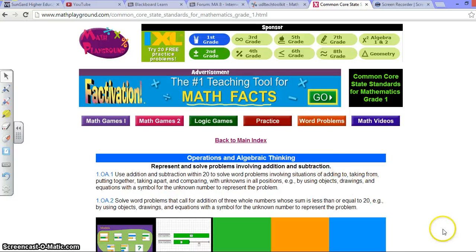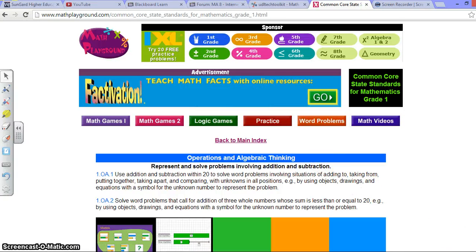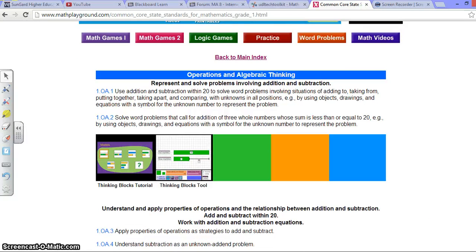Okay, and what I like about this is it explains the Common Core curriculum here, and it tells you what it is. For example, this is using addition and subtraction within 20 to solve word problems involving situations of adding to, taking from, putting together, taking apart, and comparing, with unknowns in all positions. Examples use objects, drawings, and equations with a symbol for the unknown number to represent the problem.